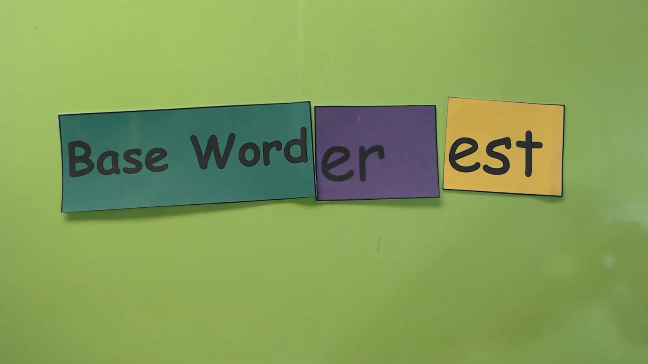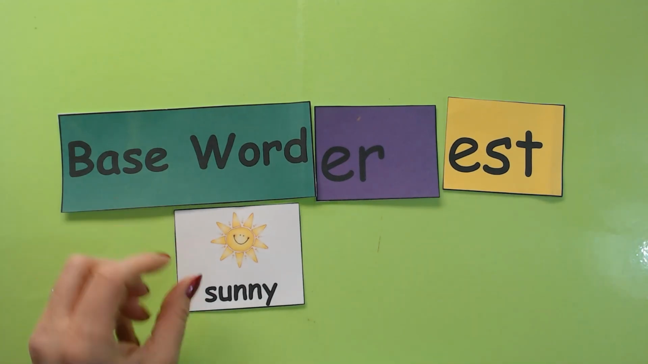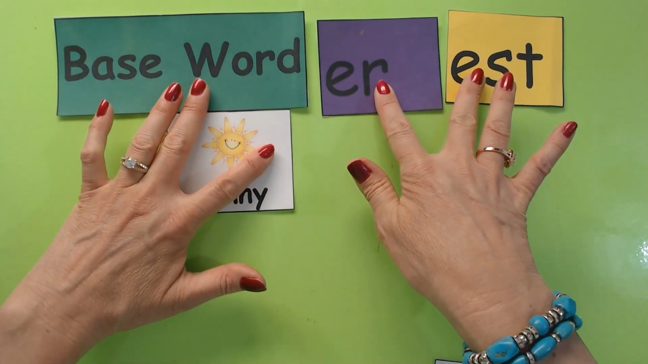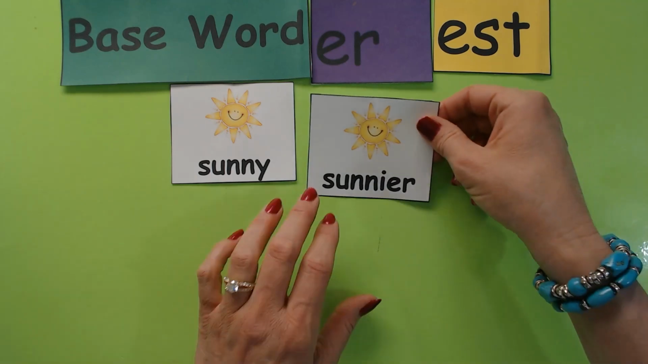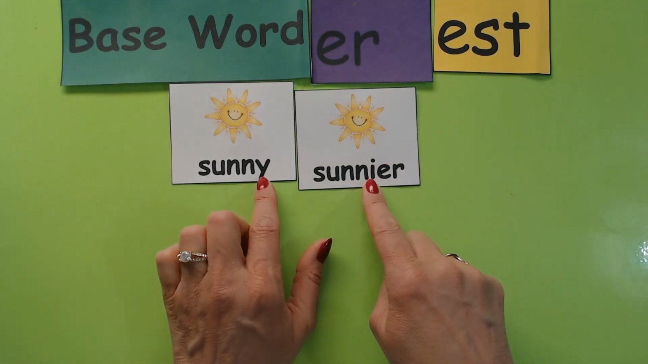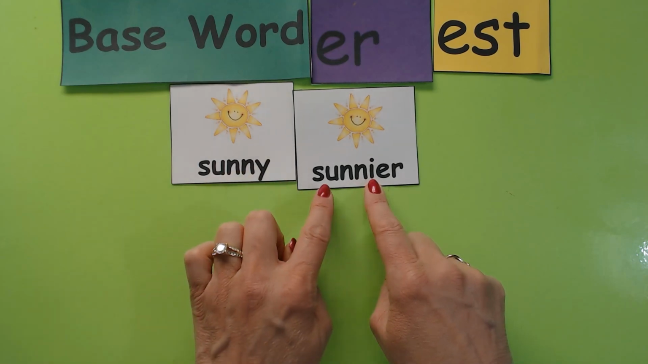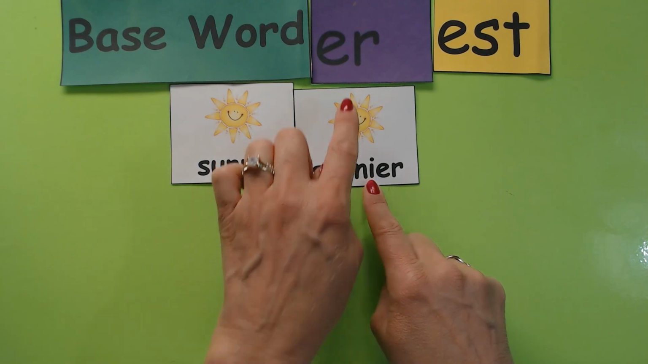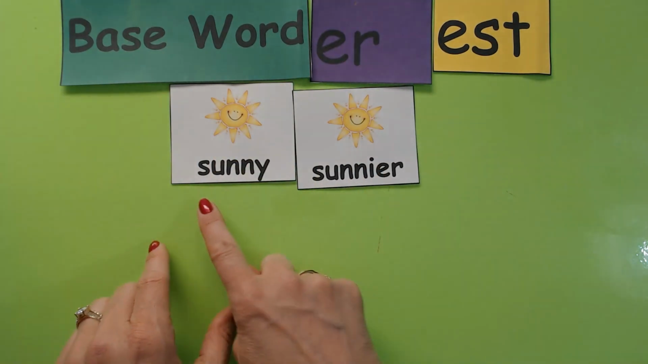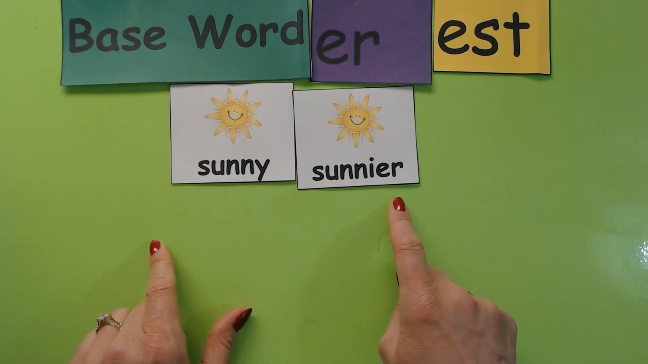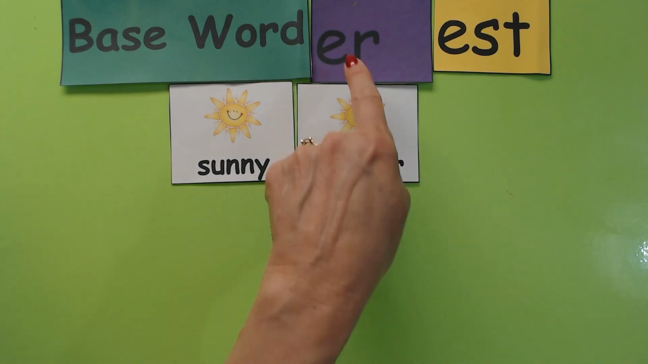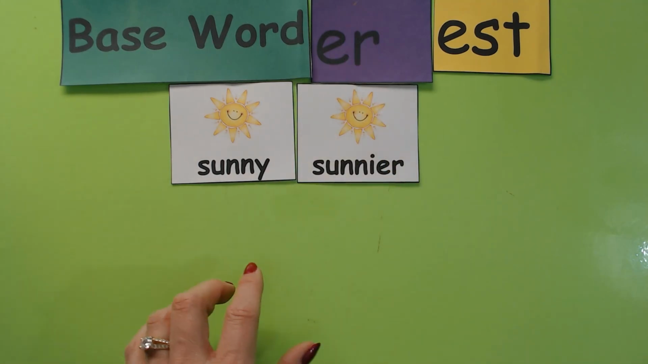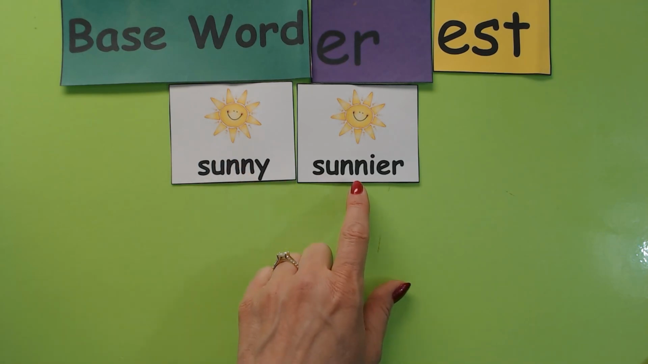Now let's look at these. This word says sunny and ends with a Y. Guess what we have to do? Before we add the ER, we have to knock off the Y and change it to an I. You see? This doesn't have a Y anymore. It has an I. So knock off the Y, add an I, and then put ER. So this says sunny, and this is sunnier. Do you see what we did? We knocked off the Y, added an I, and then added the ER. Today is sunny, but yesterday was sunnier.